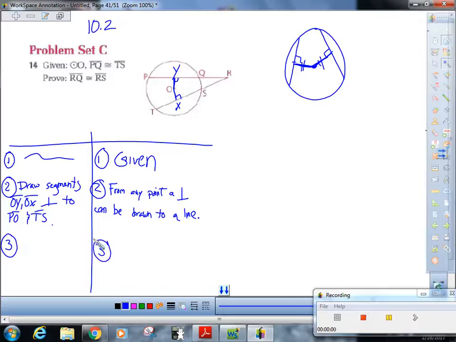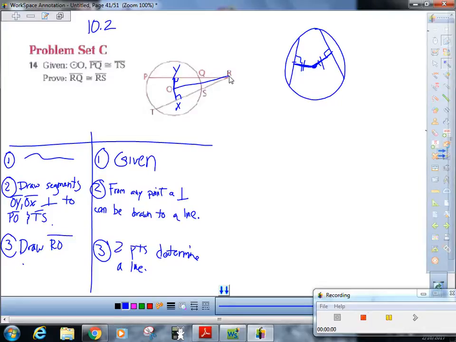Okay, so that was kind of the magic. Now we're going to draw RO. Draw RO, because 2 points determine a line. Okay. And from here, the proof goes pretty quick.